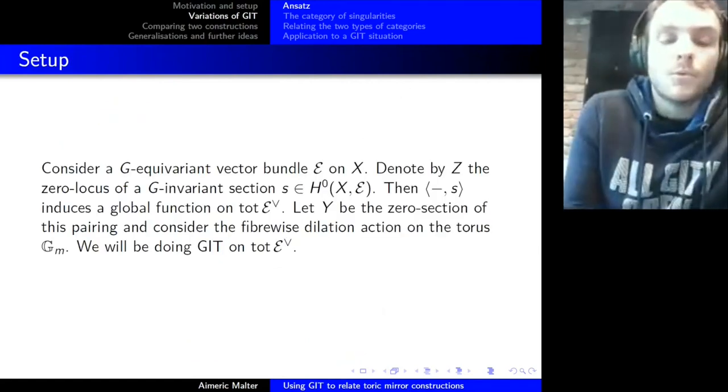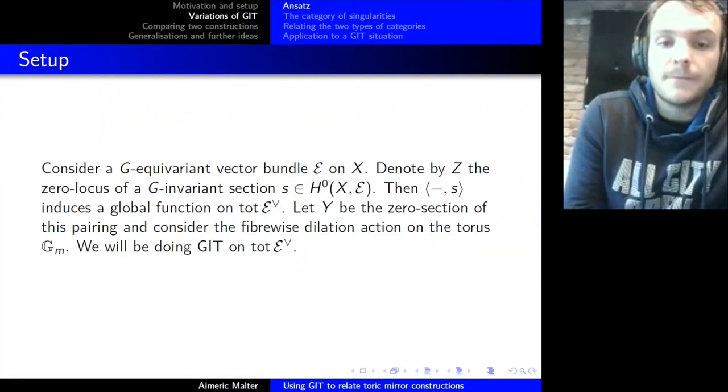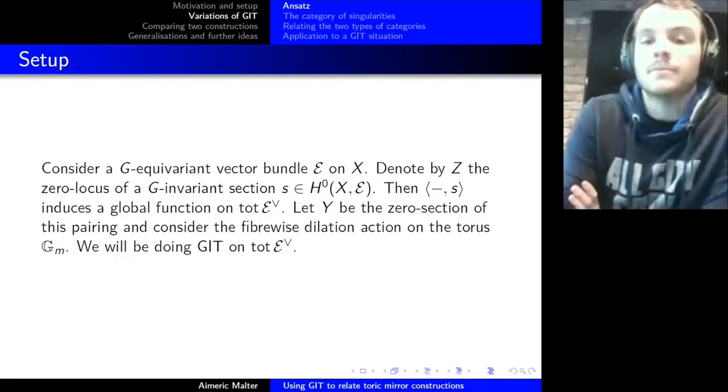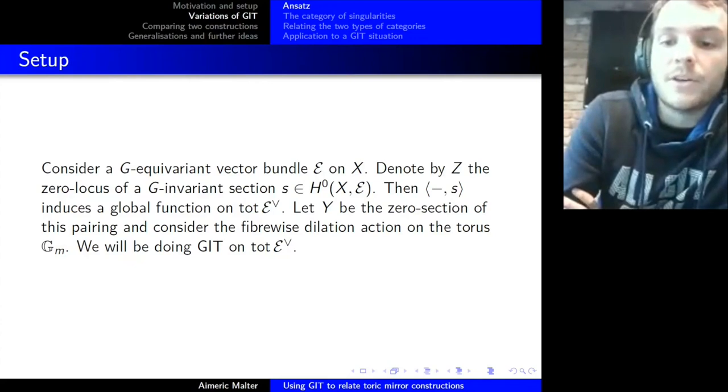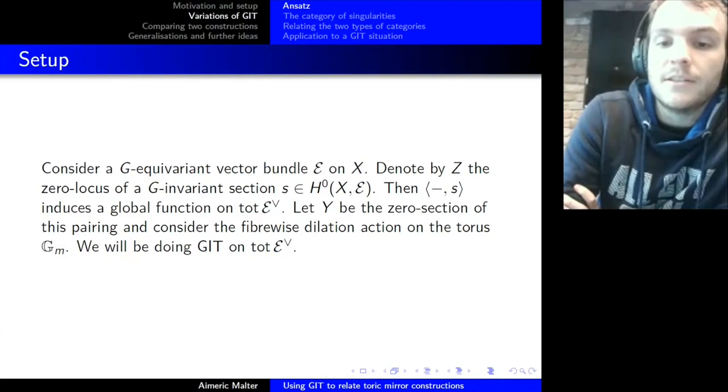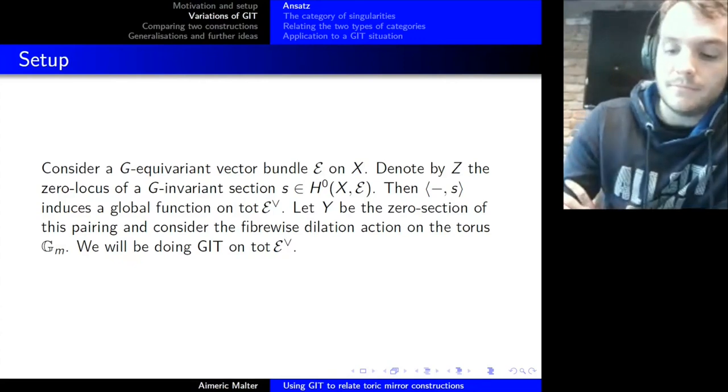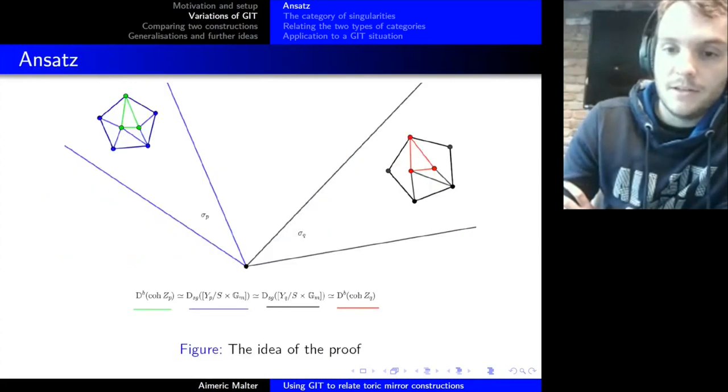The setup: we consider some G equivariant vector bundle on X, and we denote by that the zero locus of a G invariant section. The pairing with S will then give you a global function on the dual vector bundle. We consider the zero section of this pairing and the fiberwise dilation action on the torus. And all that we'll be doing is GIT on this dual vector bundle, which is what this fan is.